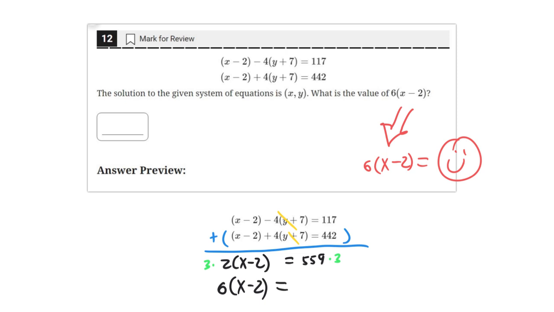And then 559 times 3 is 1677. And even though it might feel awkward calling something like this the answer, that is the answer. Okay? We found what they were asking for.